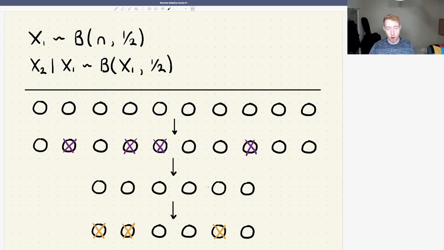We then toss these remaining 6 coins and see which of those came up tails. Here we have an orange cross to mark a tail. And then we see how many of those are left. So we have 3 heads left after the second toss. And we want to know what is the distribution of the number of heads we have left after this whole process finishes if we were to repeat it multiple times.